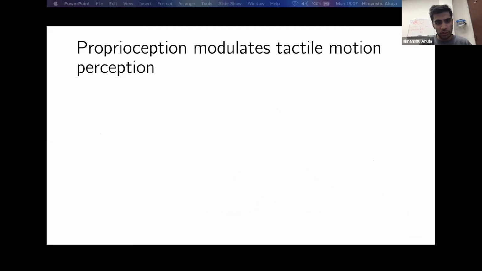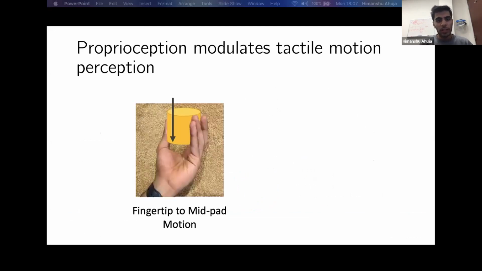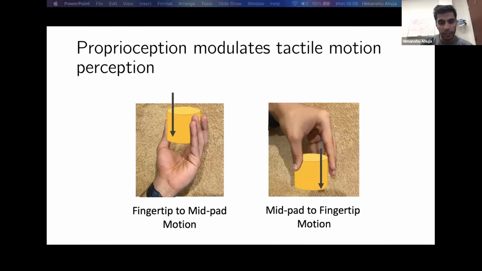Building a bit of intuition here about proprioception. Proprioception is basically the modulation of the hand by the arm proprioceptors. Just bringing up an anecdotal example, if you hold an object in a supinated position and it moves from the fingertips to the mid pad of your fingers, the object is perceived to move downwards. Now, if you again hold this object in the pronated position, which is this position right here on the right side, the object again appears to go downwards, but now it's moving from the mid pad to the fingertip motion.